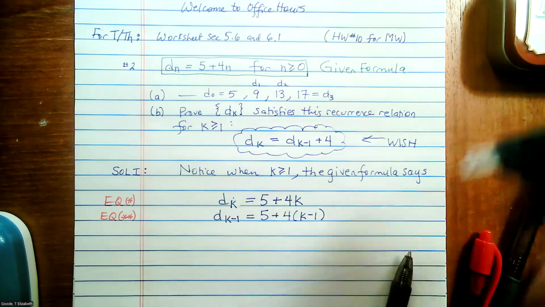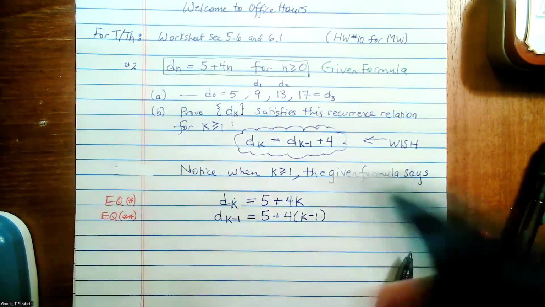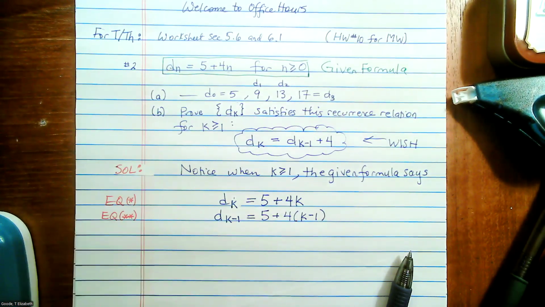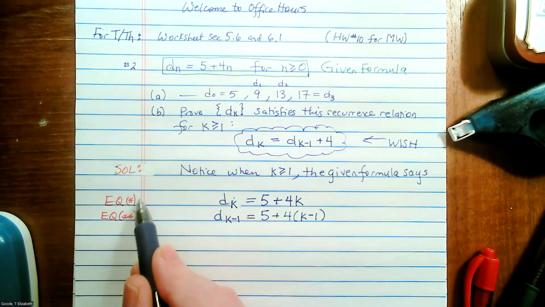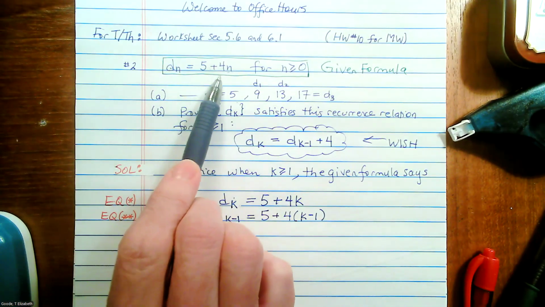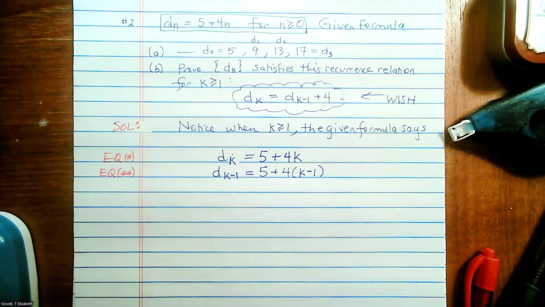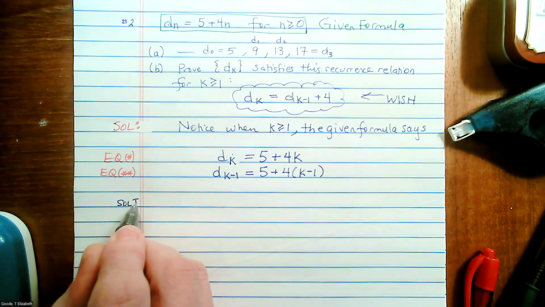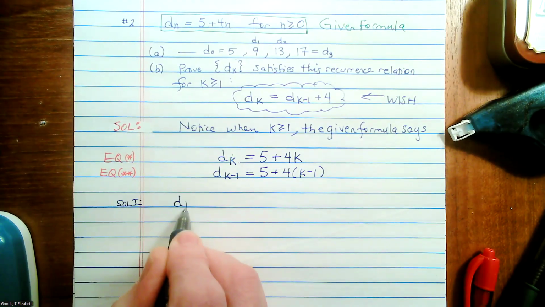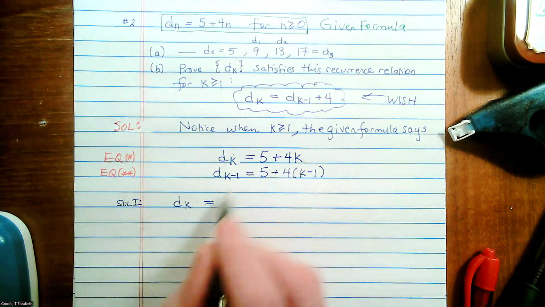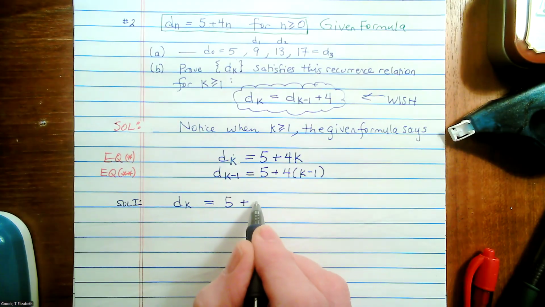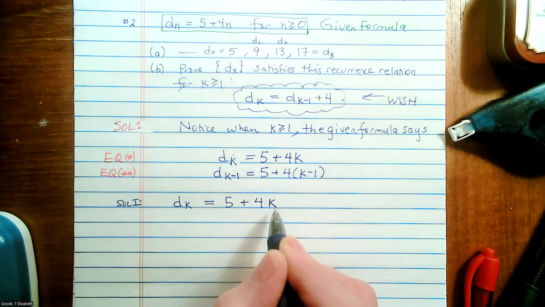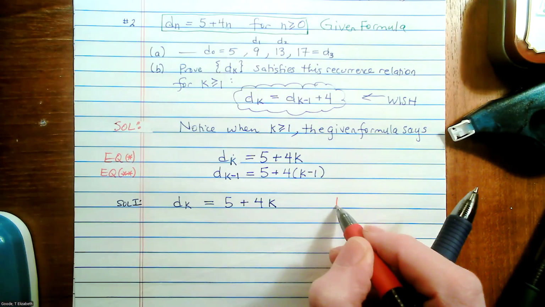In fact, I'm just going to put this here because the solution for both of them hinges on these two equations that we got directly from the given formula. All right, so if we start with d sub k in our solution 1, d sub k, according to the formula, is 5 plus 4k, right? This is by equation star.